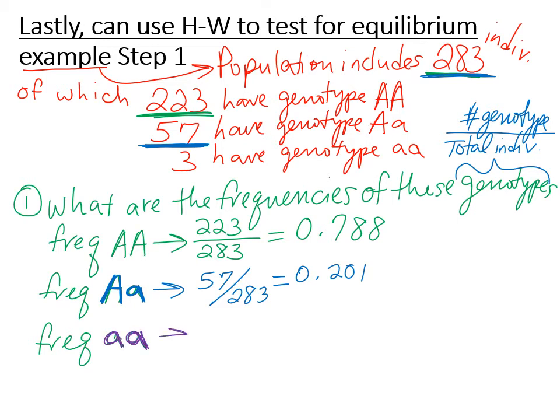And then we get to the very last one, our lowercase, our recessive ones. I'll use purple for this. 3 out of 283 have that lowercase genotype. Okay, so that's 3 out of 283 individuals. So the frequency is 0.011. Okay? Now keep in mind these numbers for the next slide, because now we're going to go to step 2.